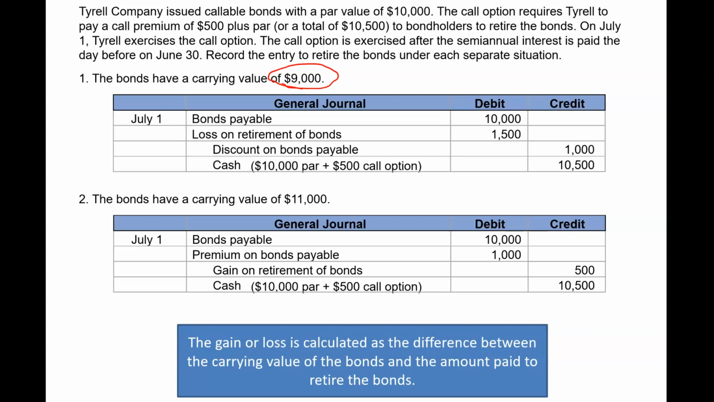In this first one, it was a discount of $1,000 because of the $9,000 carrying value. This time we have an $11,000 carrying value, which is more than the bond of $10,000. So we have a premium of $1,000, $11,000 minus $10,000. Then the difference, we need $500 credit to balance this journal entry. So we will credit gain on retirement of bonds.